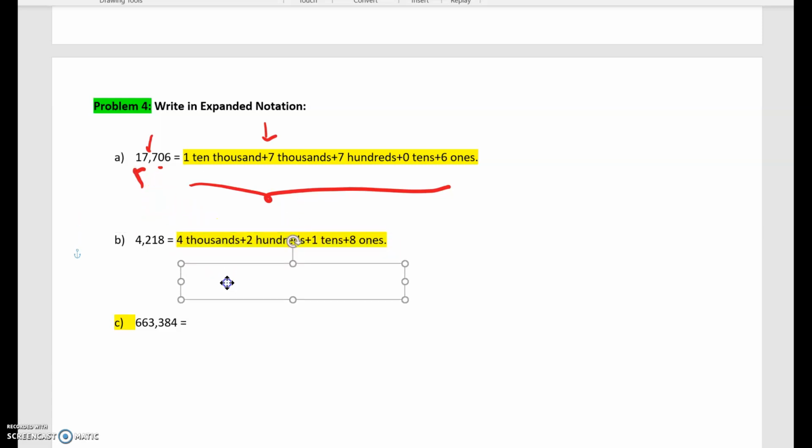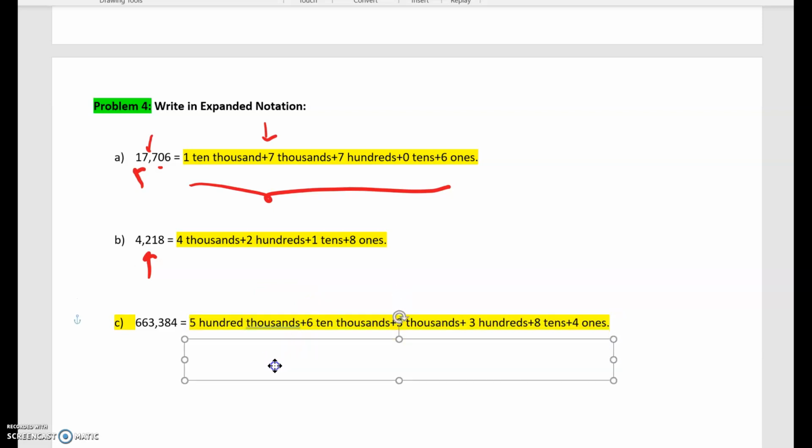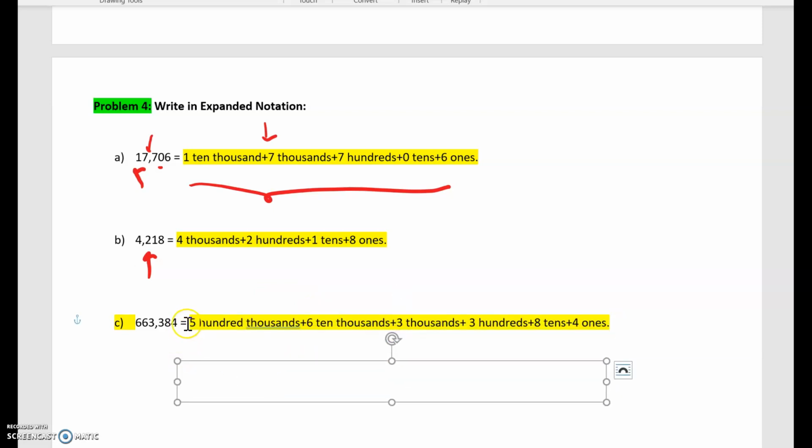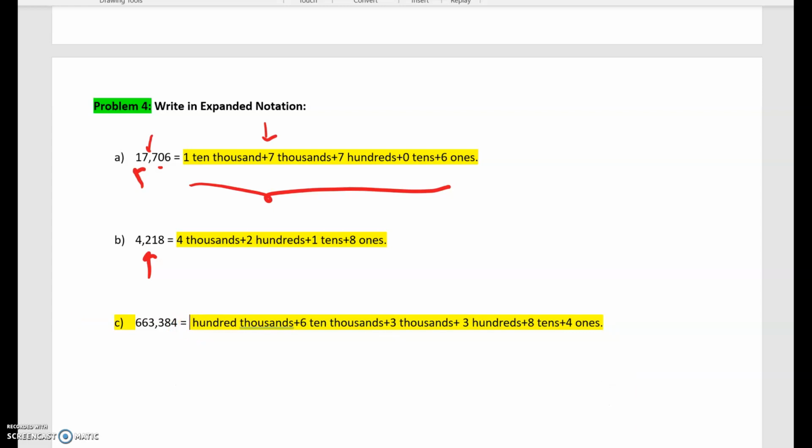Let's take a look at the second problem, and same idea. You're writing it with words and sums. So the first one would be 4,000s plus the 200s plus 1 10 and plus the 8 ones. That's actually it for this one. Let me show you the other, I have a typo. This should be a 6: 6 100,000s plus 6 10,000s plus 3 1,000s. That covers the first 3. Plus 3 100s plus 8 10s and 4 ones. Okay, sorry about that. There was a typo here.